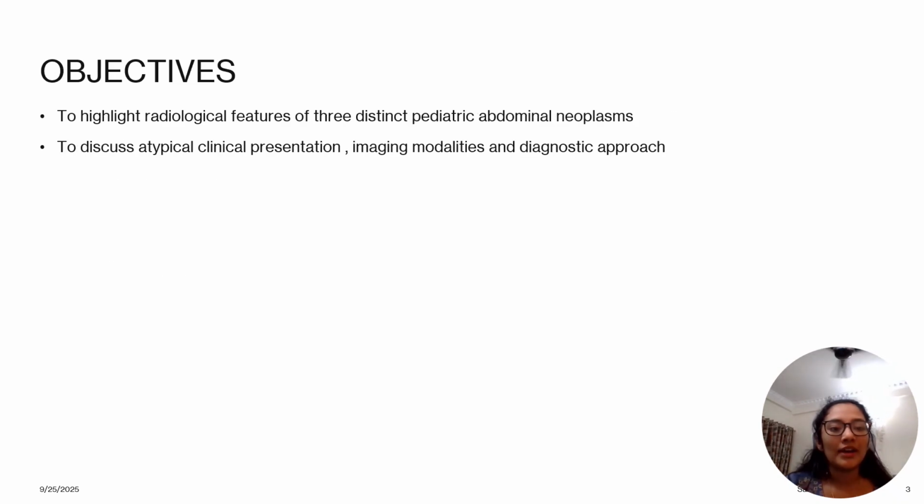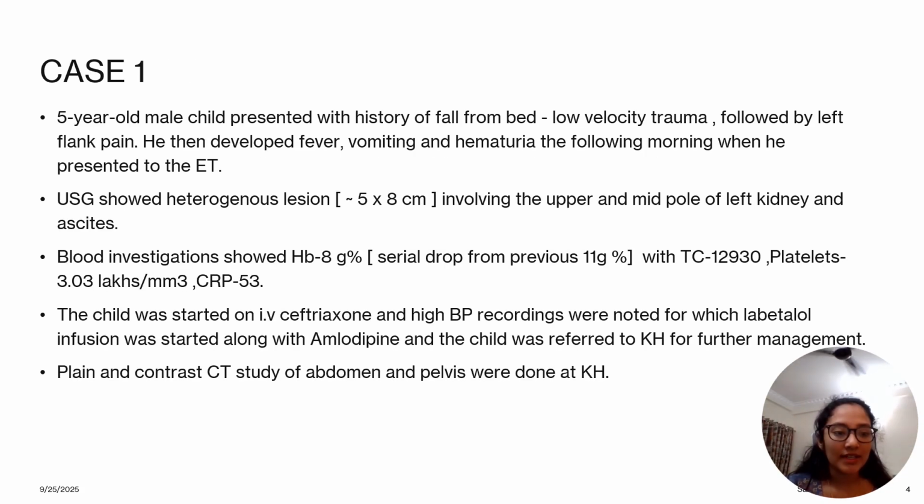So the objective is to highlight the radiological features of three distinct pediatric abdominal masses and to discuss their atypical clinical presentation, imaging modalities, and diagnostic approach. So coming to the first case, it was a 5-year-old male child who presented with history of fall from bed with low velocity trauma followed by left-sided flank pain. He then developed fever, vomiting, hematuria the following morning when he presented to the emergency triage.